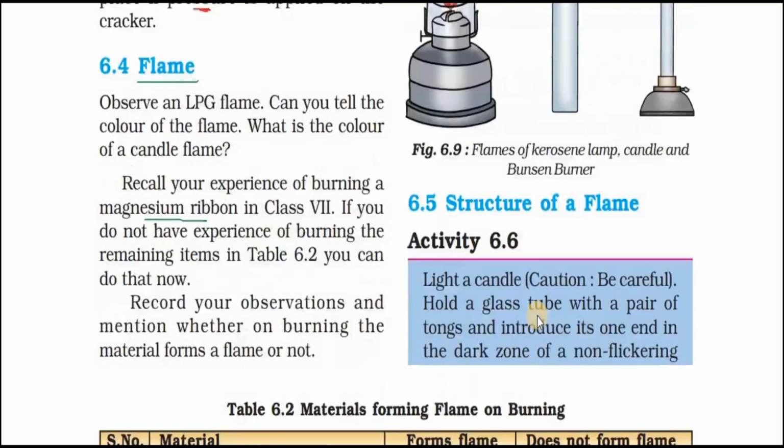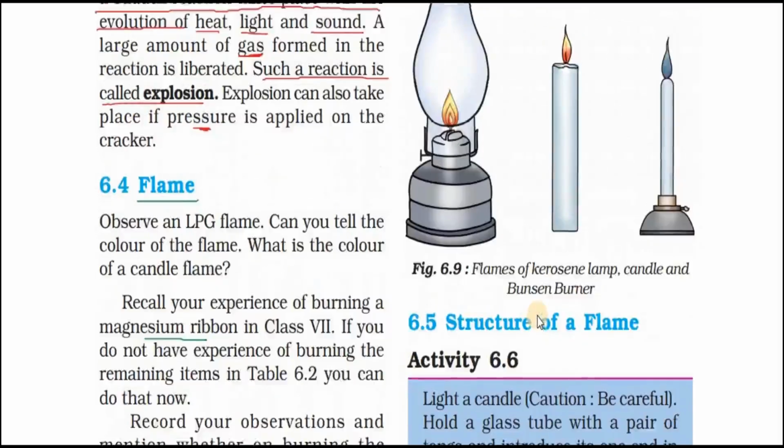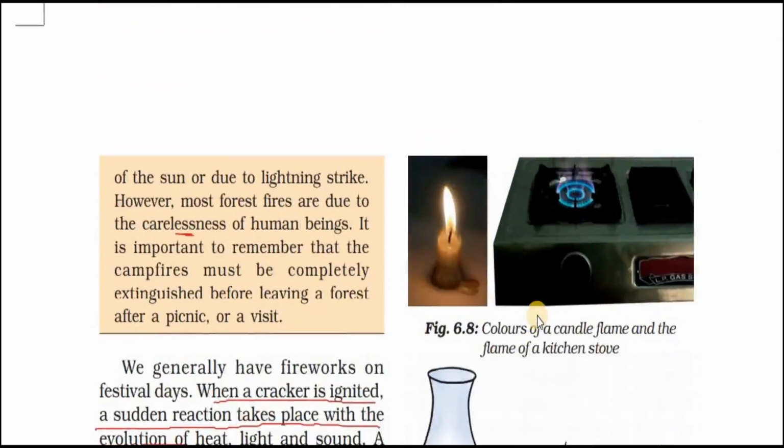Let's go back now. I see this diagram. Look at this. This is the color of a candle flame. Looks yellowish, right? And then see the color of the stove of the kitchen. Look at the flame up here. It is bluish at the bottom, some red parts at the side, but it's a blue flame. This is a yellow flame.